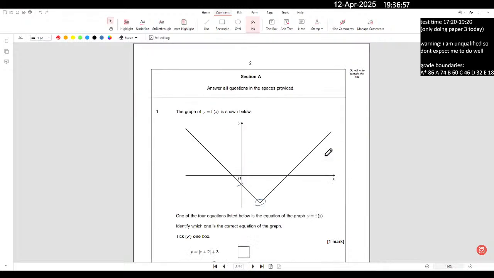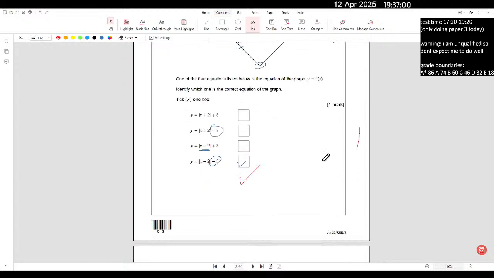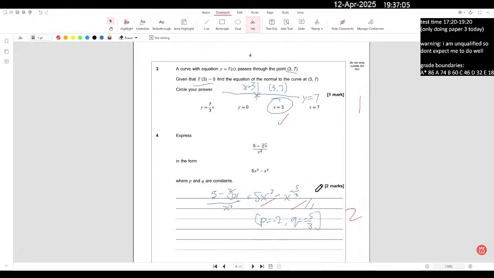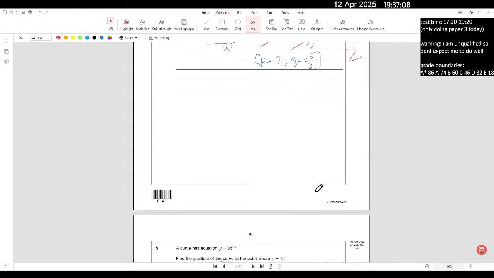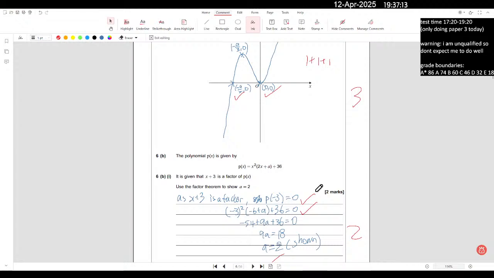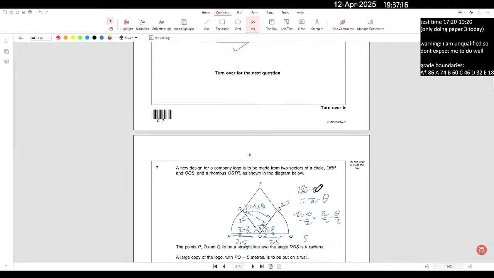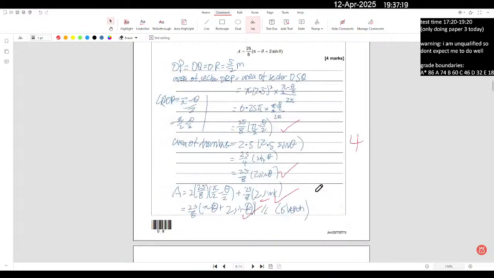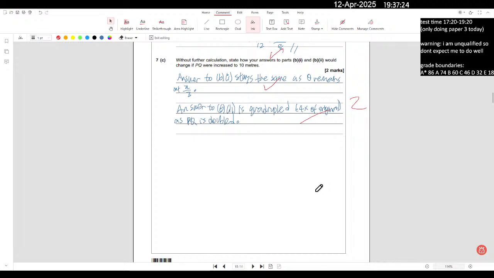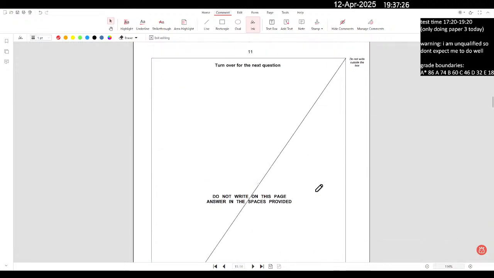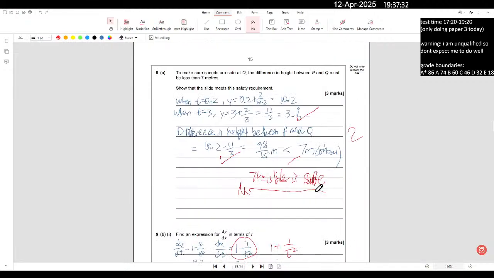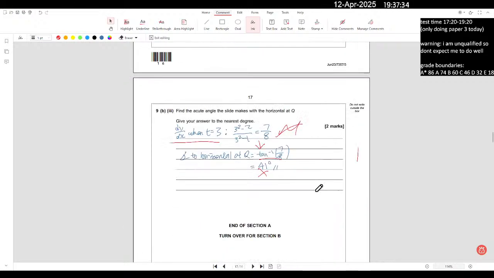So for section A first, which is pure math, it's 50 marks. 1 plus 1 plus 1 plus 2 plus 3. Okay, 3, 2, 2, 2 is 9 plus 9. 4, 5, 2, 2 is 13. That's a lot of marks for one question. 0. Okay, 0. And then 2, 2, 4, 1 is 9.